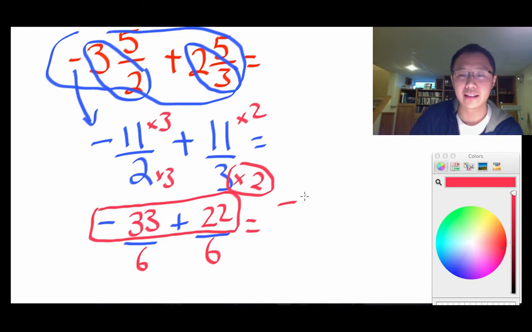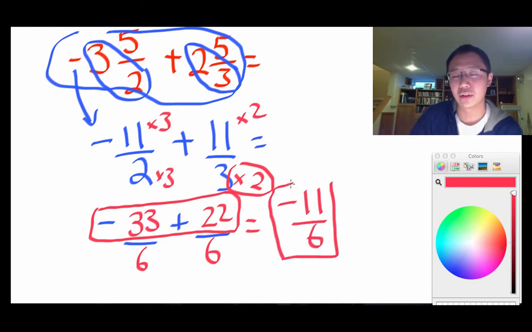So the answer is negative 11/6. And we can't really reduce this anymore, but we can, however, change this into a mixed number, which is going to be negative 1 and 5/6.